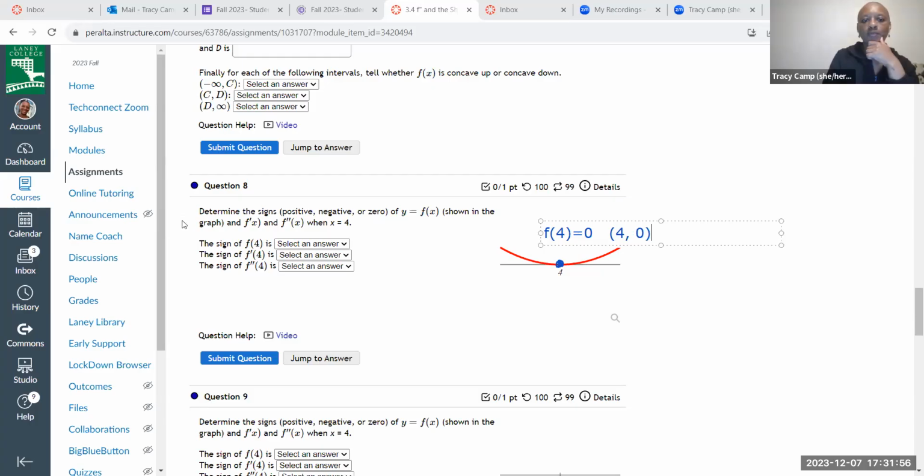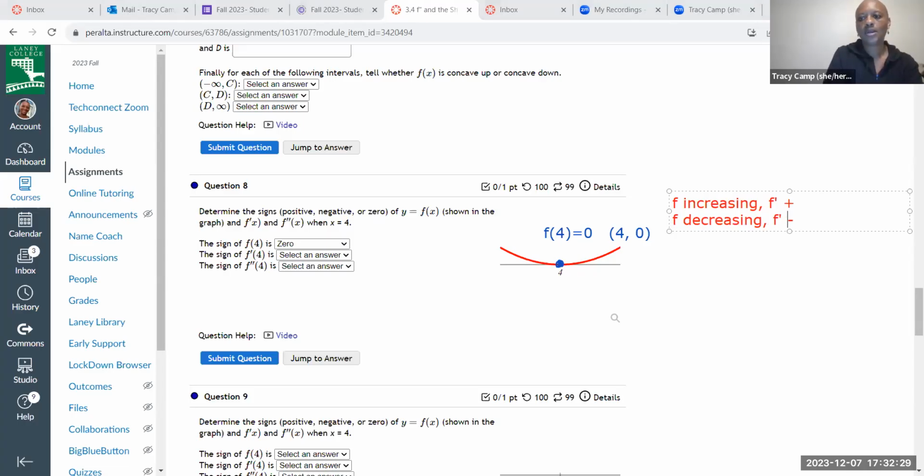So for this one, for the sign of f of 4, I would say 0 for that. And then for f prime of 4, we're going to use what I was talking about earlier: when f is increasing, that means f prime is positive, and when f is decreasing, that means that f prime is negative.